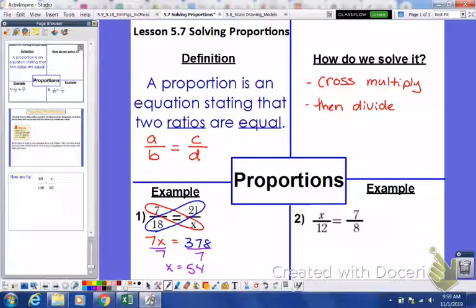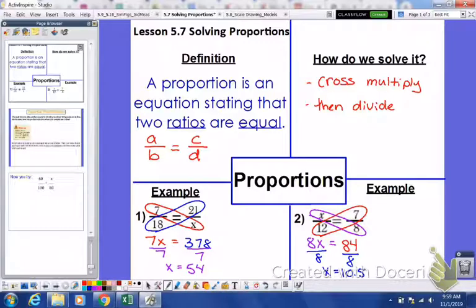All right, looking at another example. x over 12 equals 7 over 8. Again, we cross multiply with 8 times x, which is 8x, equals 12 times 7. So 12 times 7 is 84. So 8x equals 84. And then we divide by the number with the x. So divide both sides by 8. 8x divided by 8 is just x. And 84 divided by 8 is 10.5.